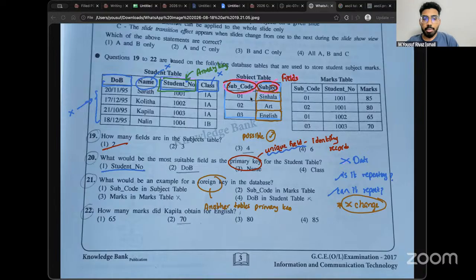You think the subject name is not suitable, but the subject code will never change. There's a code for every subject. For every subject, there's going to be a number. So that's going to be something that's fixed, unique. There's no purpose to change it. So here we can take subject code as a primary key. Make sense?